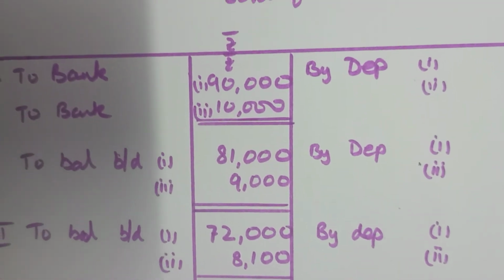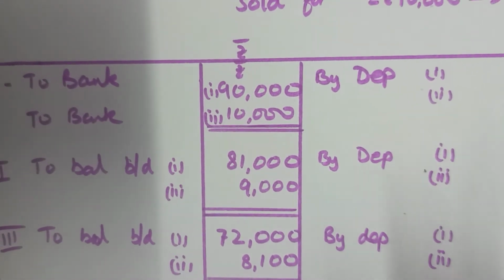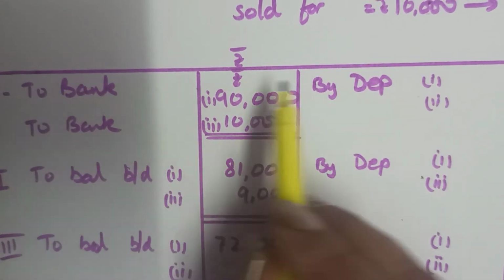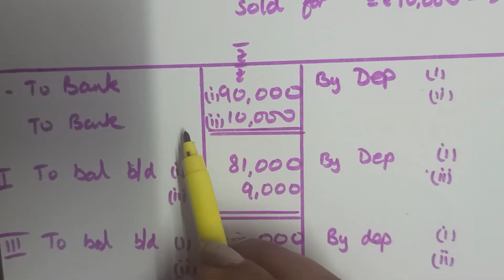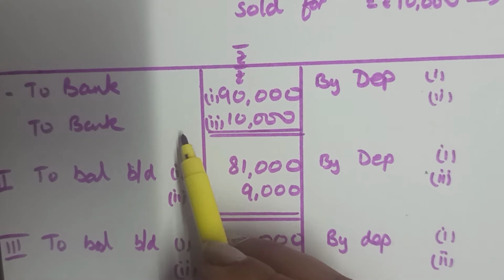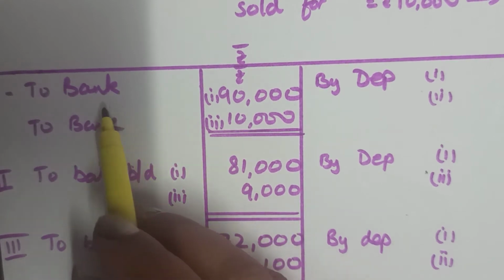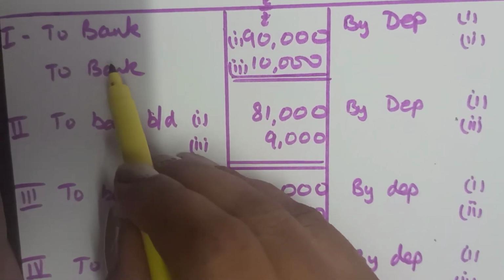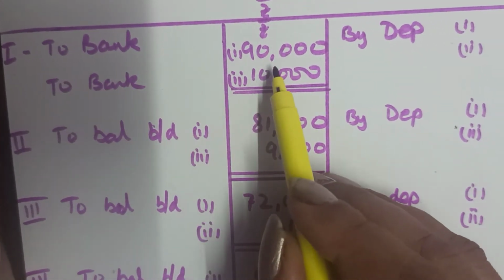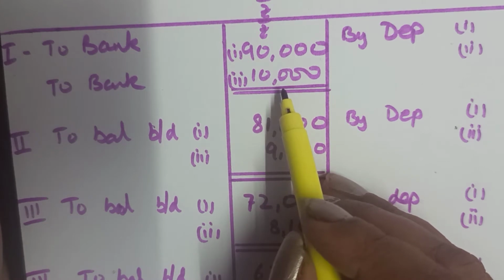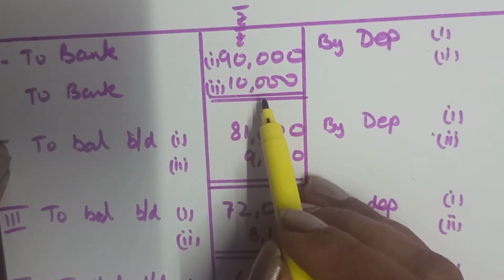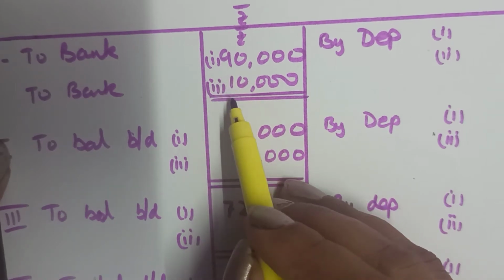See, the asset account is made like this. I've made the asset account here. You can see here the debit side and the credit side. Asset account has a debit balance. Whatever increases the asset is taken on the debit side. So to bank, rupees 90,000 and 10,000. We proceed with 90,000 and 10,000. We have divided the asset in 2 parts, asset 1 and asset 2.